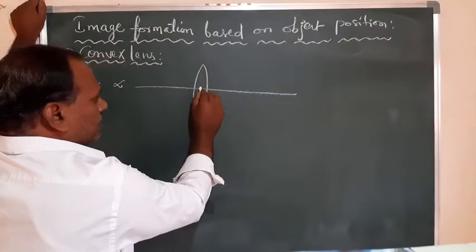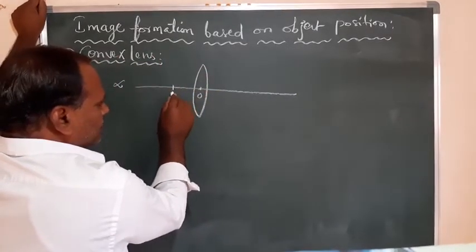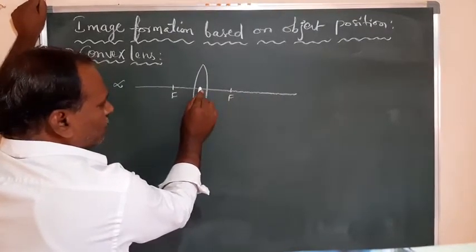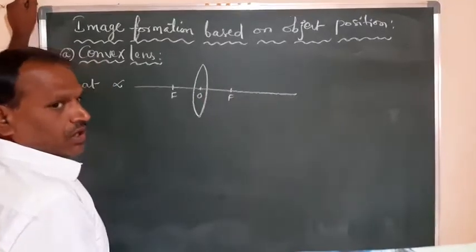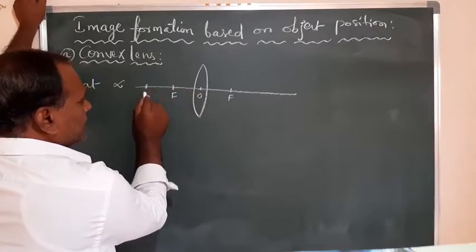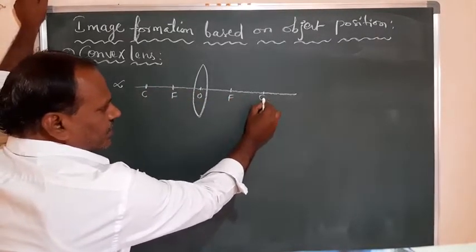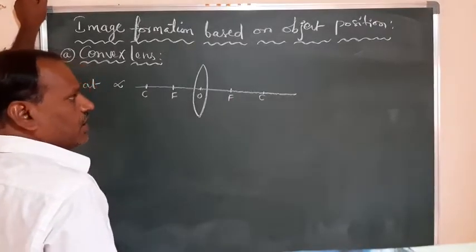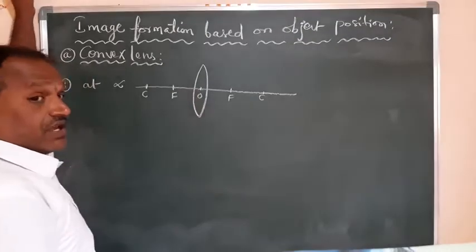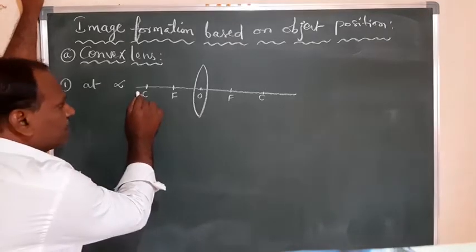So this is the optic center O, and here we have the focus F. Here also we have the focus F, at the same distance from O, so O to F on both sides. For this curve, the center of curvature is double this distance, so I write C, the center of curvature. You can also write this as 2F, because the radius of curvature is 2 times the focal length. So I am writing this as 2F.